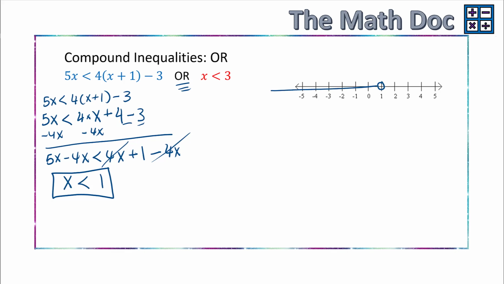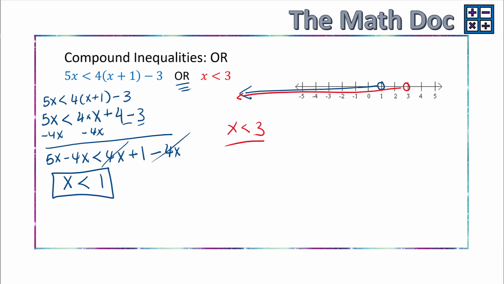Here we go on the number line. Great. So from 1 to minus infinity, we've solved the first inequality. What's up with the second inequality? Well, the second one is pretty simple. It's just x is less than 3. So we'll write that out here, 3. And there we go. So now we see that our solutions do overlap here.